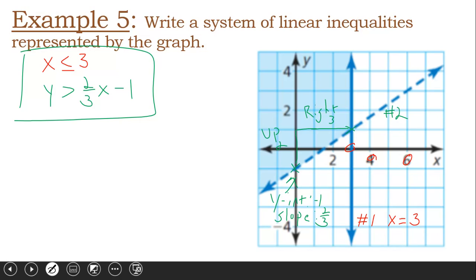So you have to be competent in determining equations from a line. Very important stuff. Once you can determine the equations from a graph, turn them into inequalities, and then go ahead and create your system.